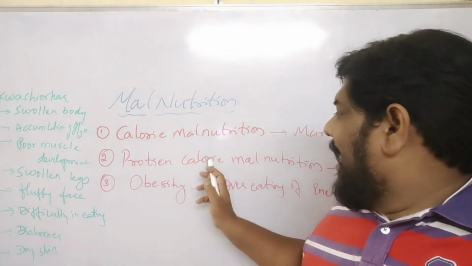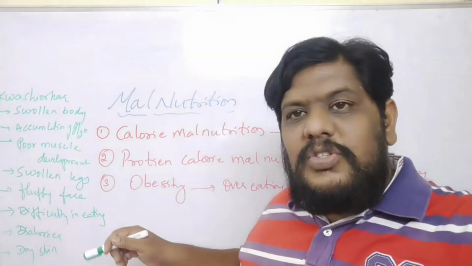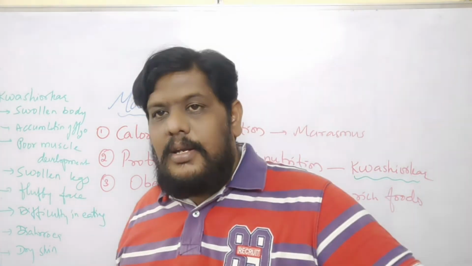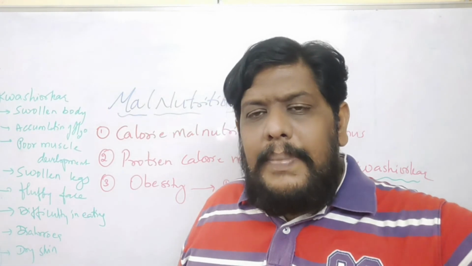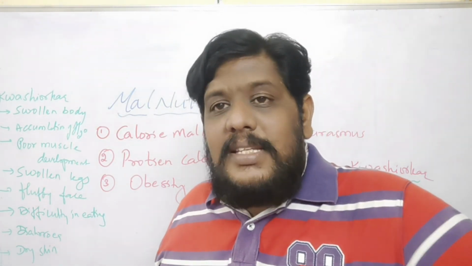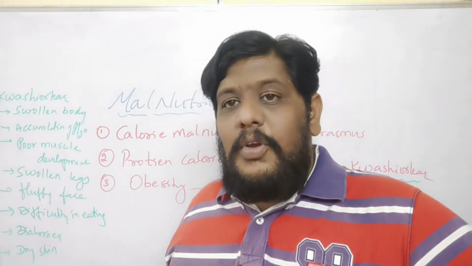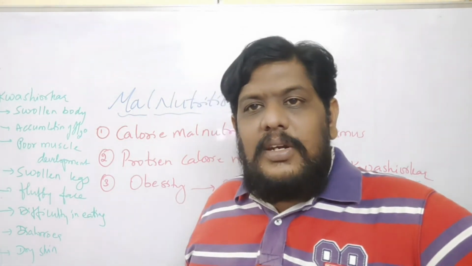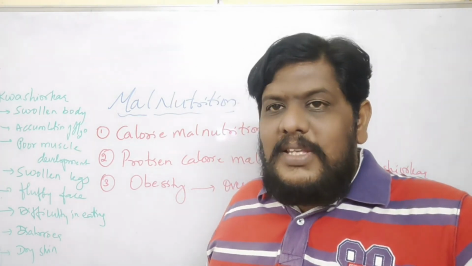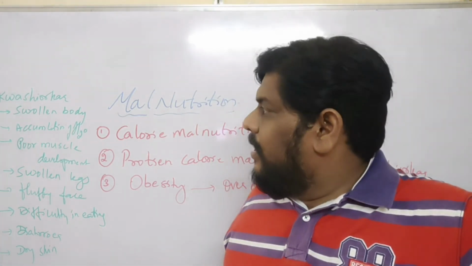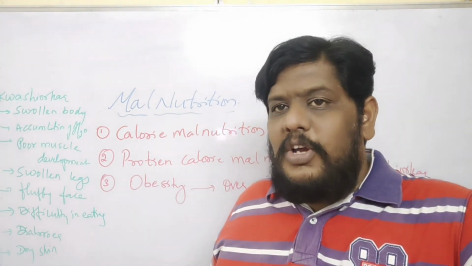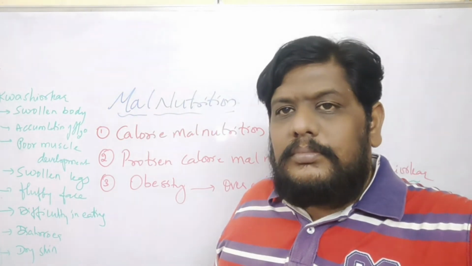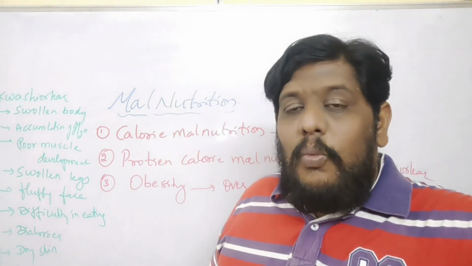So if proteins and calories are deficient in the diet which we intake, then the result will be a disease called Kwashiorkor. When a child suffers from Kwashiorkor, especially if you go to the African region, you can see several people suffering from this kind of disease. Okay, now as you can see on the board, in the disease called Kwashiorkor, the child will have a swollen body. The body will swell. Why will the body swell?